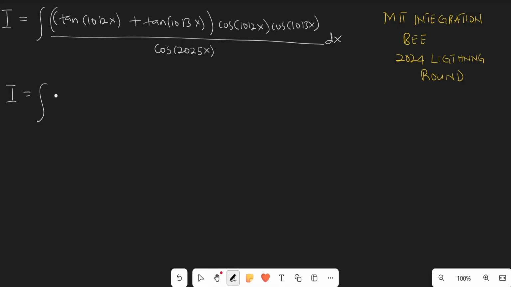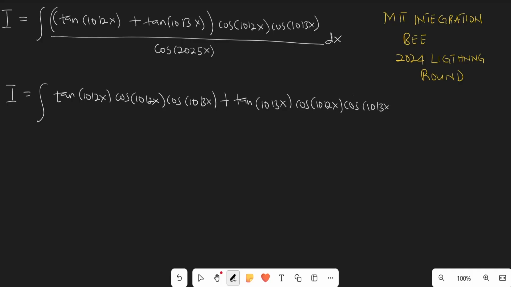So this is the integral of the tan of 1012x multiplied by cosine of 1012x times the cosine of 1013x, right? I'm just multiplying with these guys, plus the second one, which is the tangent of 1013x multiplied by the cosine of 1012x multiplied by the cosine of 1013x. So all this one divided by the cosine of 2025x dx, right?